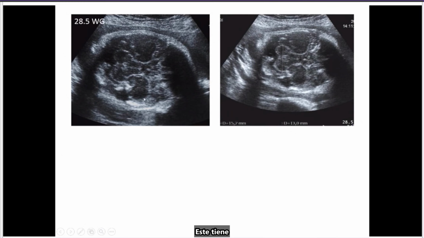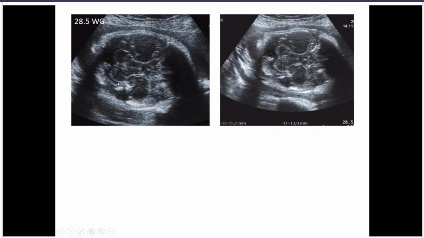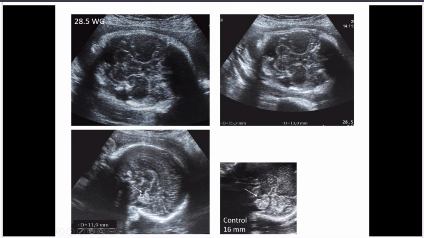In this one, there is reduction of the hemisphere, which is hypoechoic compared to this one. And when you look at the sagittal view, in fact, there is reduction of the height of the vermis, and the fourth ventricle looks elevated compared to this one.